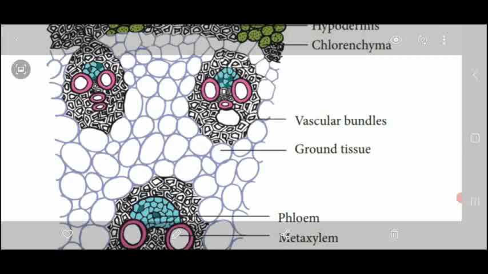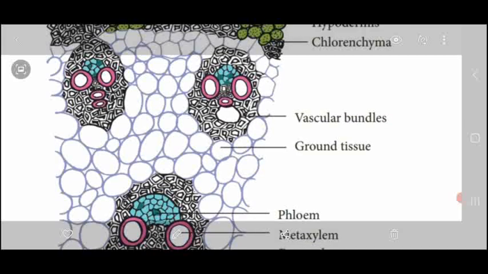And also, we are going to see the next topic, that is differentiate between dicot root and monocot root, dicot stem and monocot stem. That we will see in the next video class.